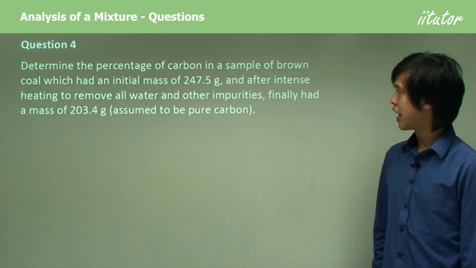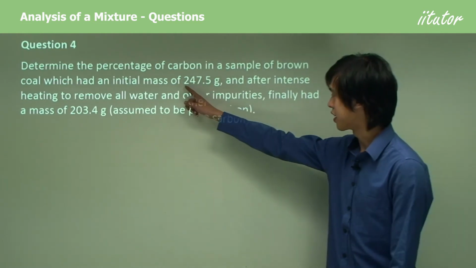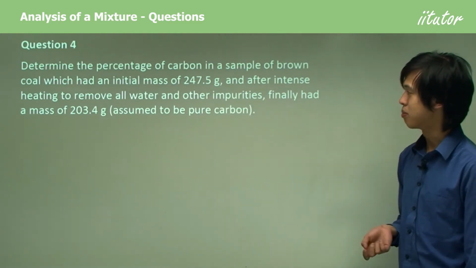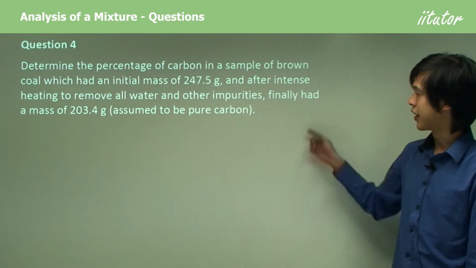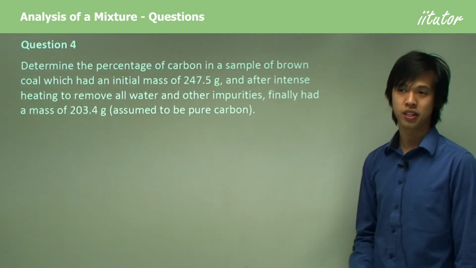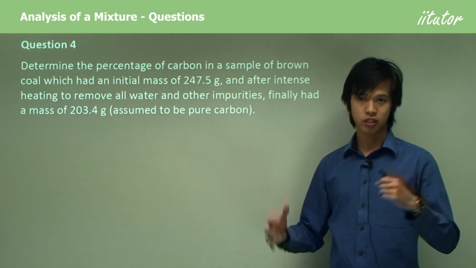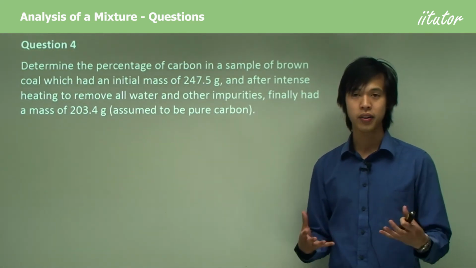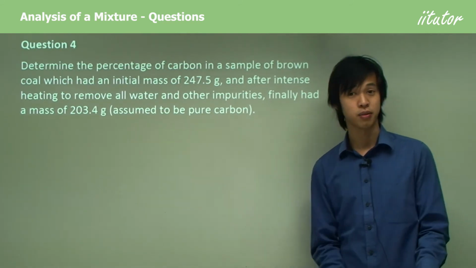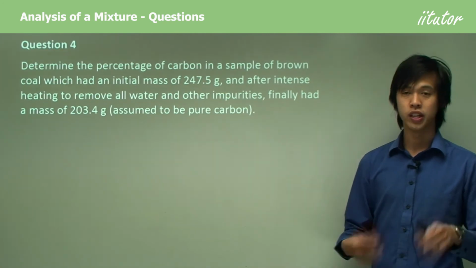Determine the percentage of carbon in a sample of brown coal, which had an initial mass of 247 grams, and after intense heating to remove all the water and other impurities, finally had a mass of 203.4 grams, and that we assume is carbon. For those who are not aware of the energy industry in Australia, we are mostly or predominantly coal powered in Australia. All of our electricity comes from coal. And in Victoria, where there's a big supply of brown coal, we use a lot of brown coal.